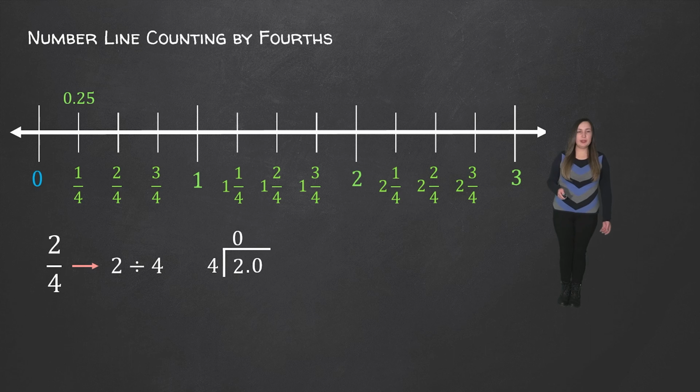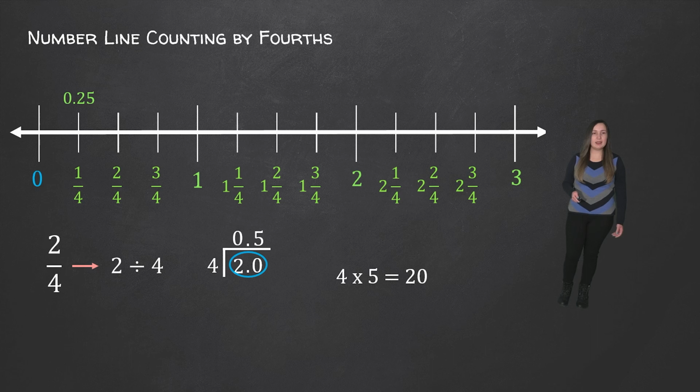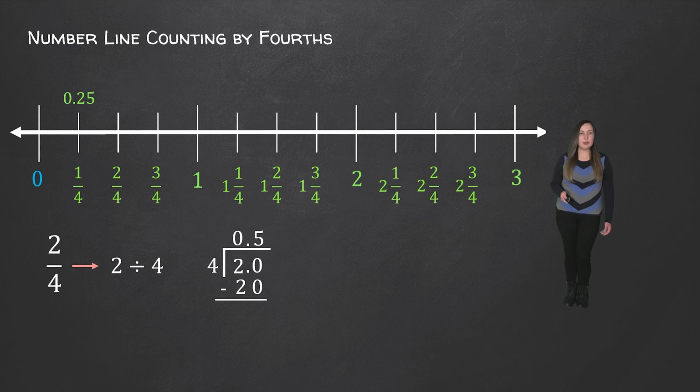Make sure that you bring up the decimal point when we do this, and then we ignore the decimal point and ask ourselves, how many times does 4 go into 20? Well, 4 goes into 20 5 times, and that's because 4 times 5 is equal to 20. We're going to go ahead and write our 20 here, and then we're going to subtract. 20 minus 20 is equal to 0, so we have no remainder, so that means that 2/4 is equal to 5/10.